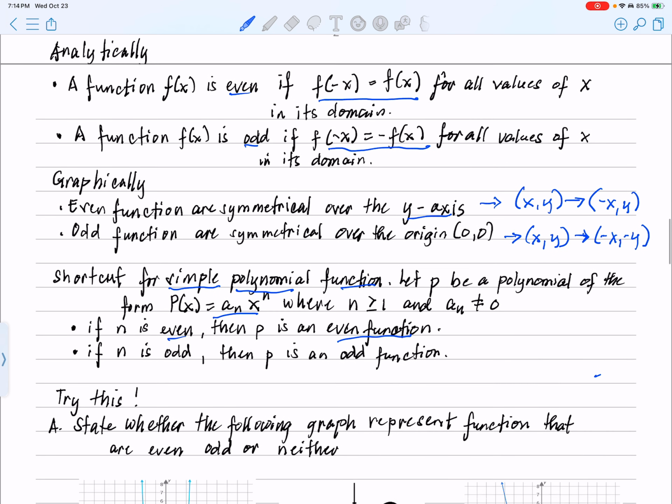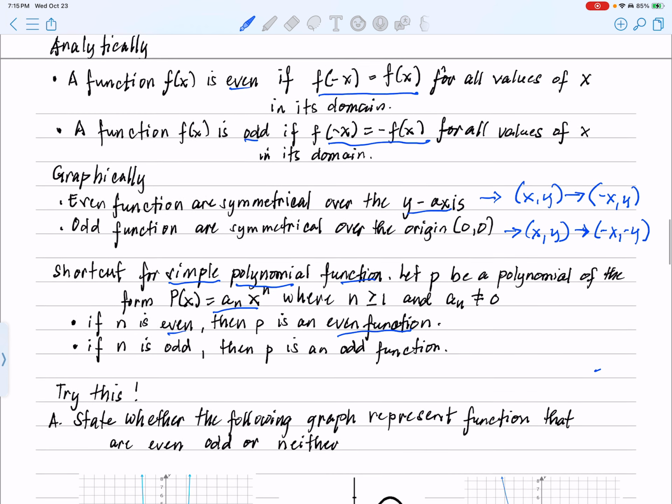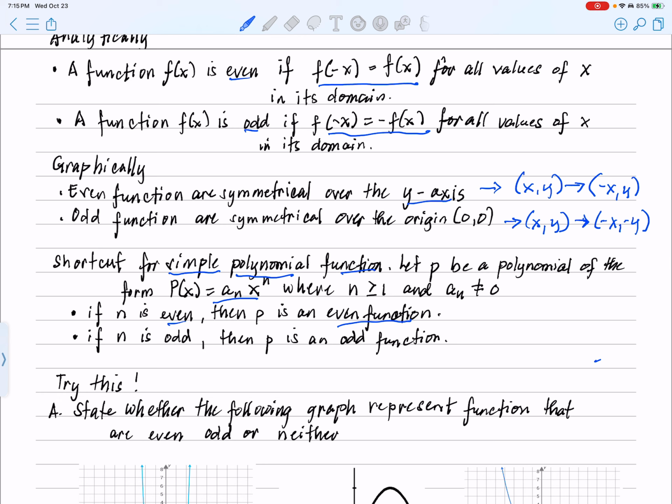Is there a shortcut, without doing the whole thing, to check if it is the opposite of the function or the function is still the same? Shortcut for simple polynomial function only. Let P be a polynomial of the form P of x equals a sub n x to the nth power, where n is greater than or equal to 1 and a sub n is not equal to 0. What does it mean? If n is even, then the function is even. If n is odd, then the function is an odd function.